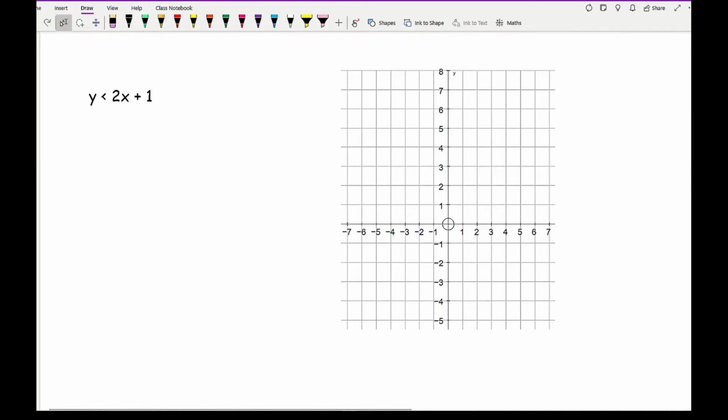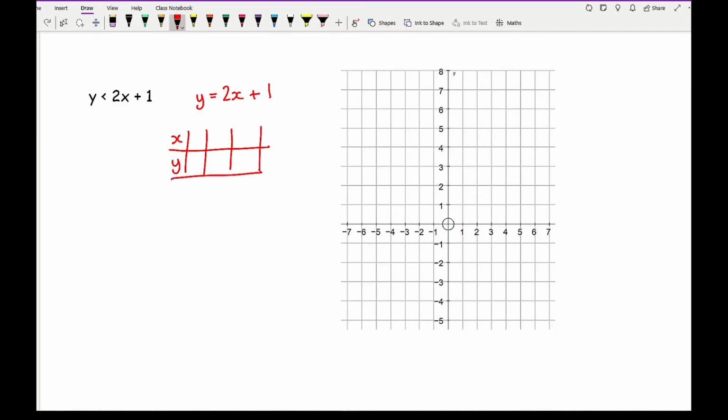Now looking at diagonal equations. Here, again, I'm going to replace the inequality. The question is asking me to plot or represent the inequality y is less than 2x plus 1. So again, I want to replace the inequality with an equal sign, and this is the equation that I now need to plot. From this, we need to do a table of values. To draw a straight line, you only need technically two points, but I'm going to go for three just to make sure.